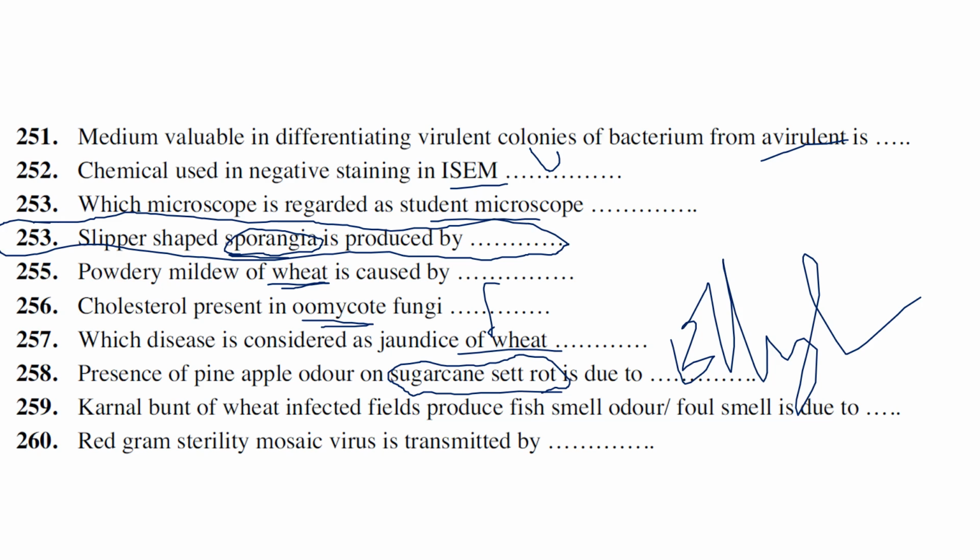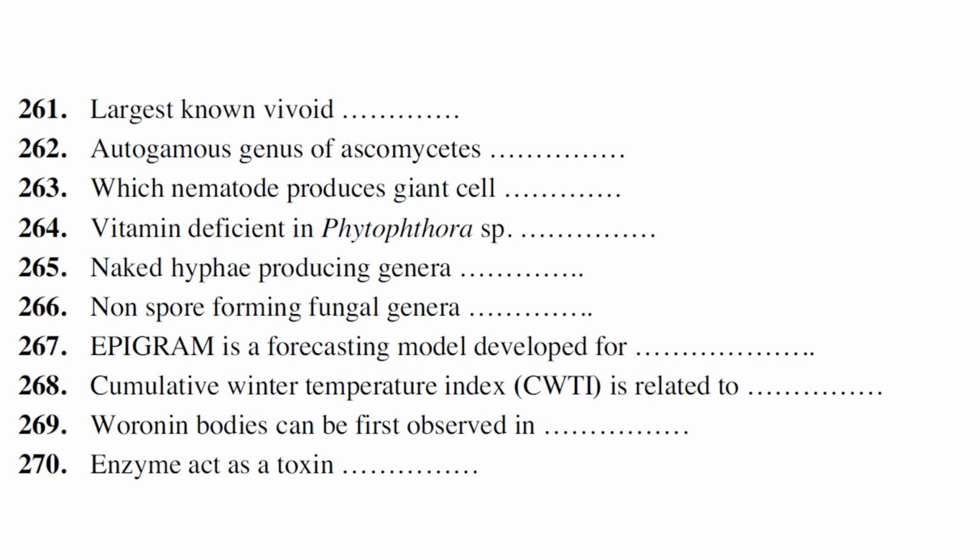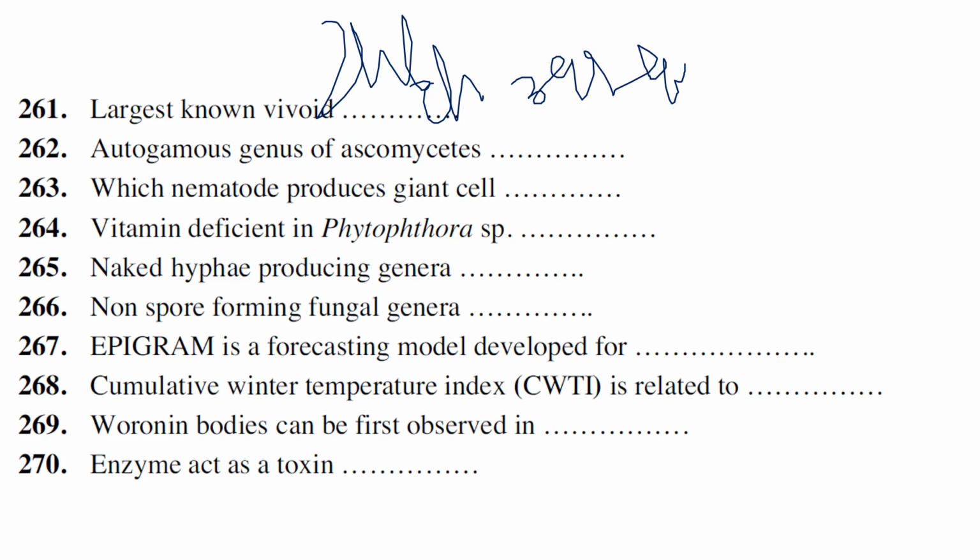The next one is, red gram sterility mosaic virus is transmitted by. So red gram sterility mosaic virus is transmitted by the Eriophyid mite, Aceria cajani, in a semi-persistent manner. The answer is Aceria cajani, Eriophyid mite. Okay. The next one is the largest known viroid. So the smallest viroid is coconut cadang-cadang viroid, which contains 246 nucleotides. The largest viroid is chrysanthemum chlorotic mottle viroid, which contains around 399 to 401 nucleotides.